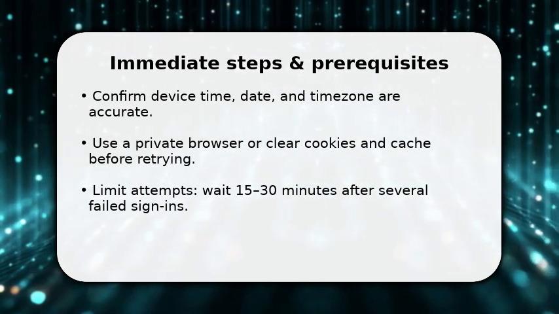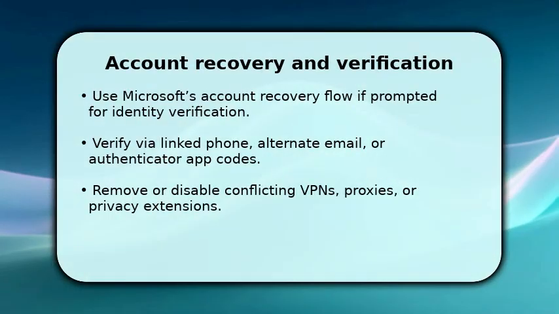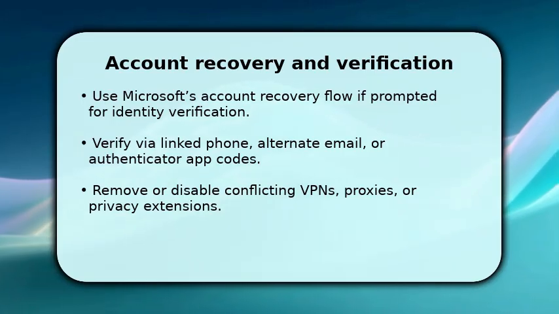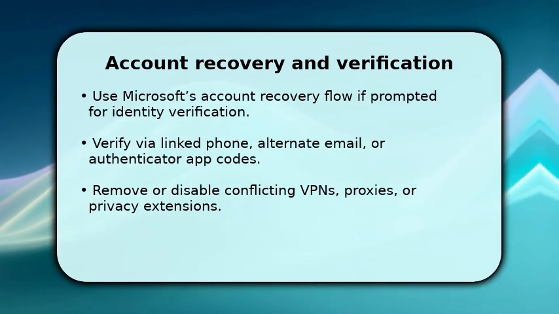Next, follow the recovery flow when Microsoft demands extra verification. You need to prove identity to clear rate limits. Use a linked phone number, alternate email, or the Authenticator app to receive codes and enter them exactly as shown.